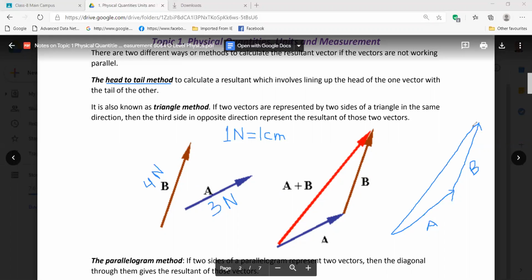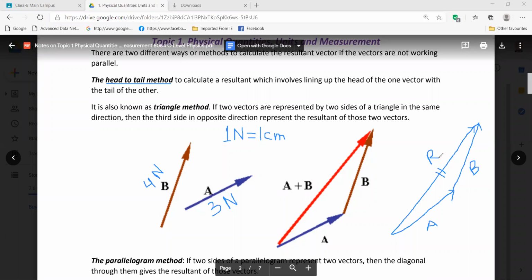Okay, this way, with your ruler, you will do it. And the last line is giving you the resultant. This one is A plus B, giving you the resultant. Now with your ruler, you will check how long it is.